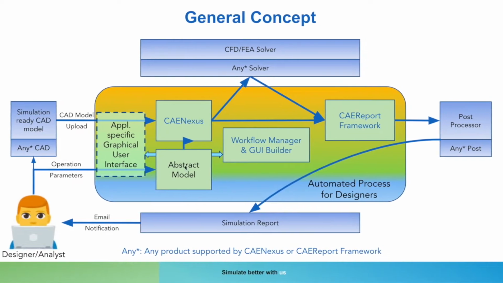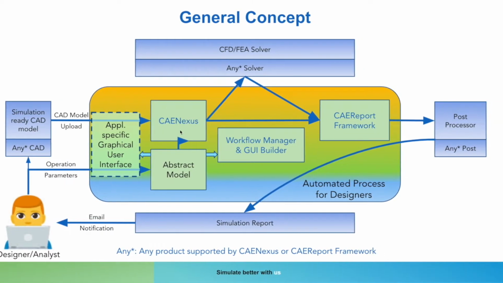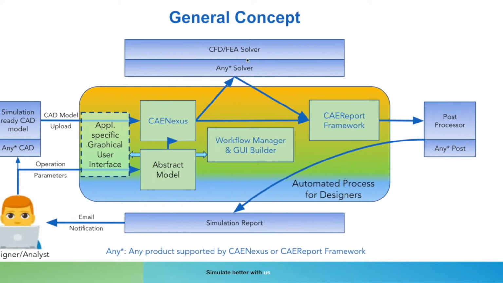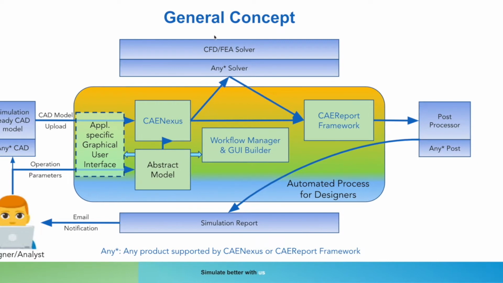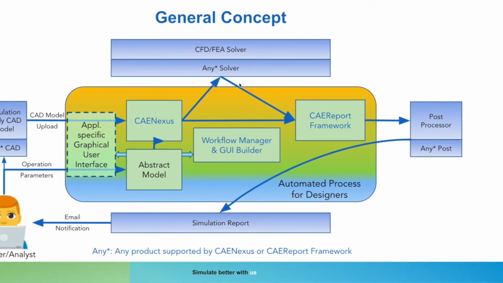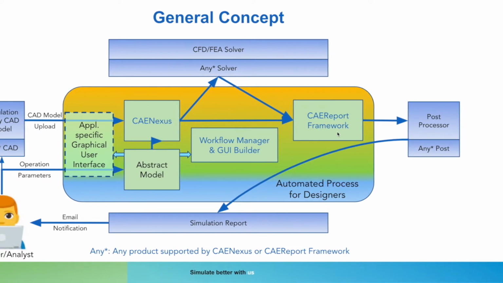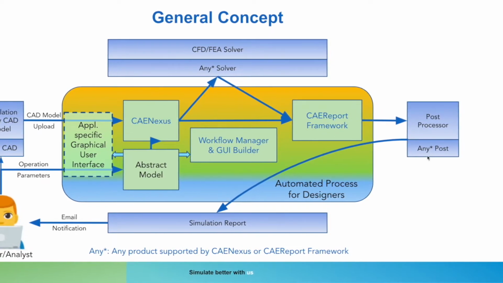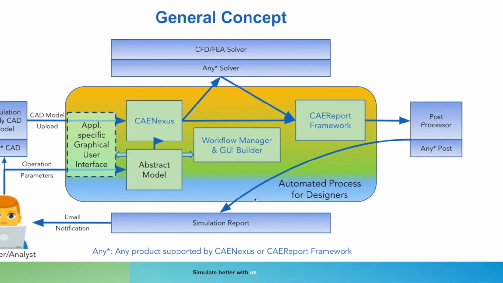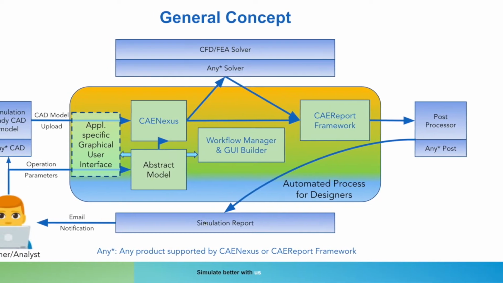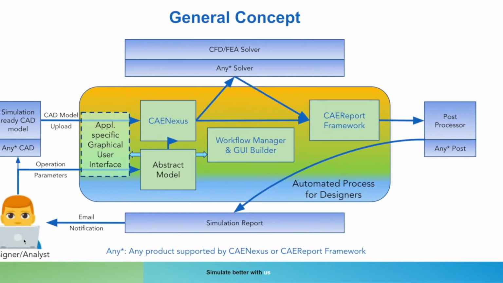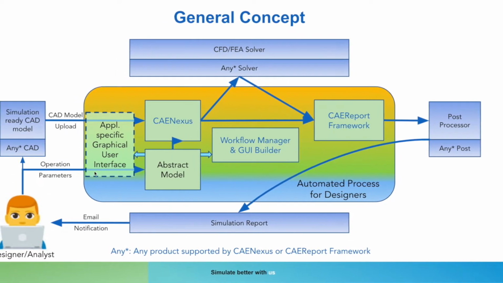And together with the CAD model and the abstract model, CA Nexus will pump out the mesh and the solver input deck already attached to a simulation geometry for any number of solvers. Then automatically that will be fed through our report framework to a post processor of choice, which will then, once that's complete, automatically generate a user-defined simulation report and email it back to the design engineer or analyst. So this is the automated process.